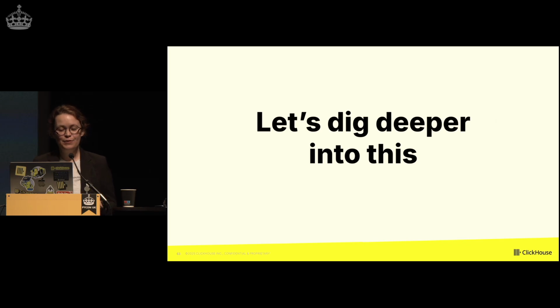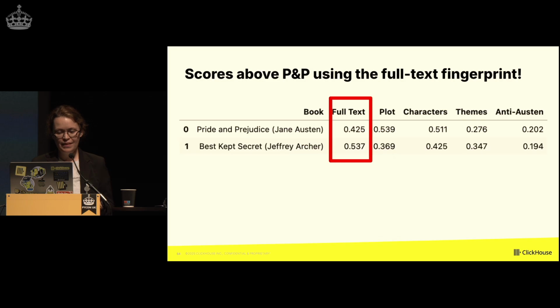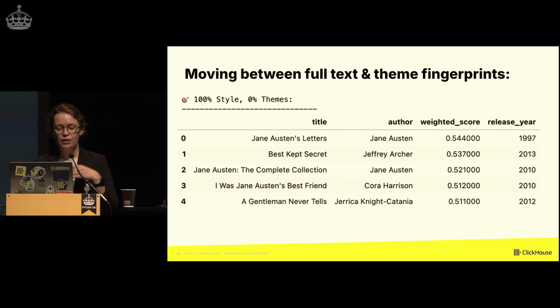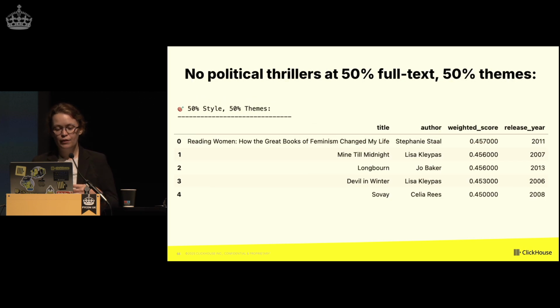So I decided to dig deeper into it. I started comparing it against specific novels, and I saw that actually, with the full text fingerprint, it was ranking even higher than Pride and Prejudice. And this led me to the idea of combining fingerprints and assigning different weights to them. And what I found is that if I had a full text fingerprint and a theme fingerprint, when those were at 50-50, the political thriller disappeared and we only got Austen derivatives and Regency romance novels.